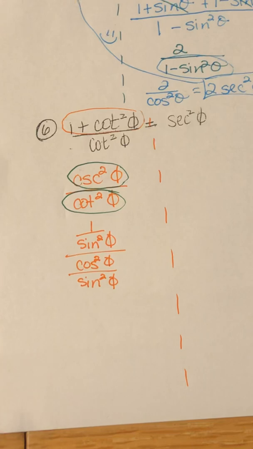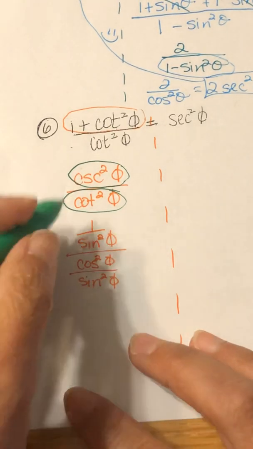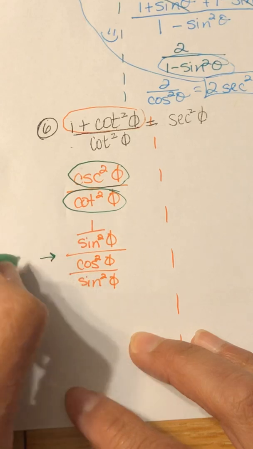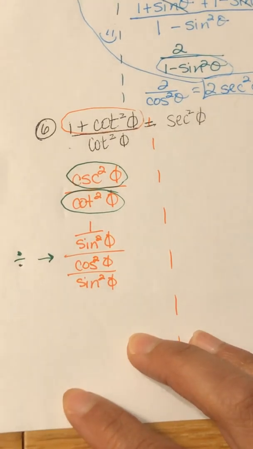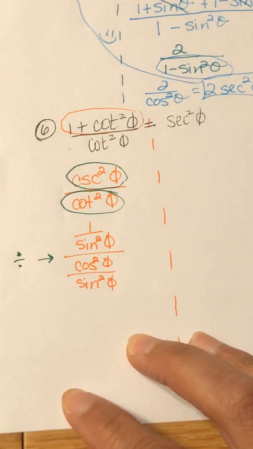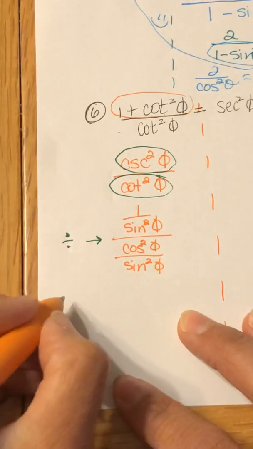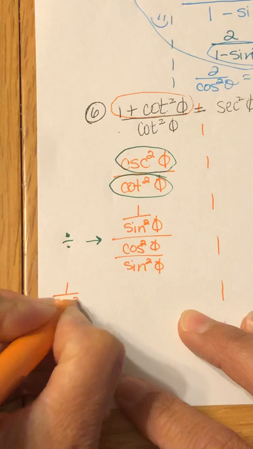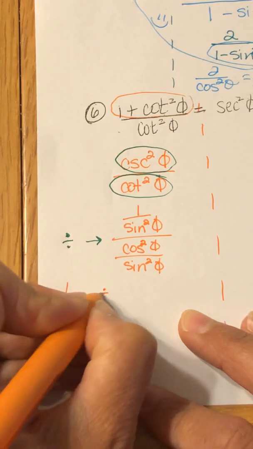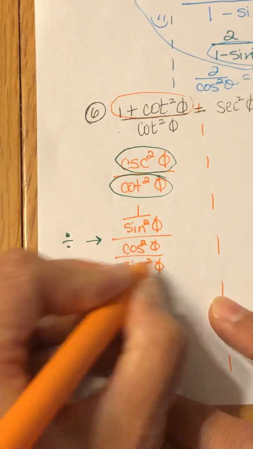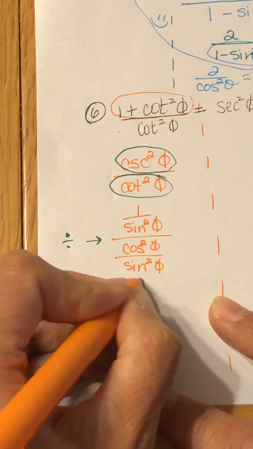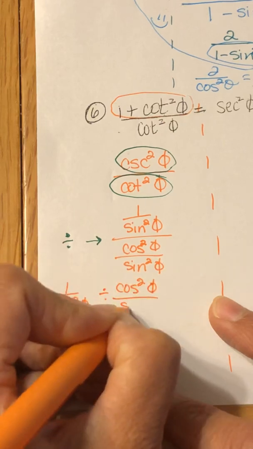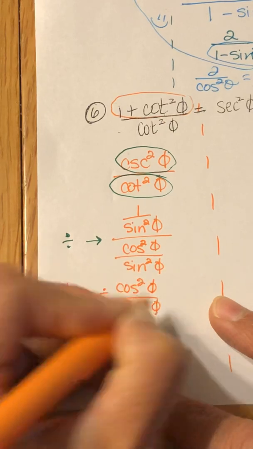You're probably like, oh, Mrs. Garcia, too many fraction bars. That's okay. What we're going to do is we're going to take the middle one and we're going to change it to the divide symbol. And you probably know where I'm going to go with that. So we're going to have in the numerator, it's 1 over sine squared phi divided by the denominator, which is cosine squared phi over sine squared phi.